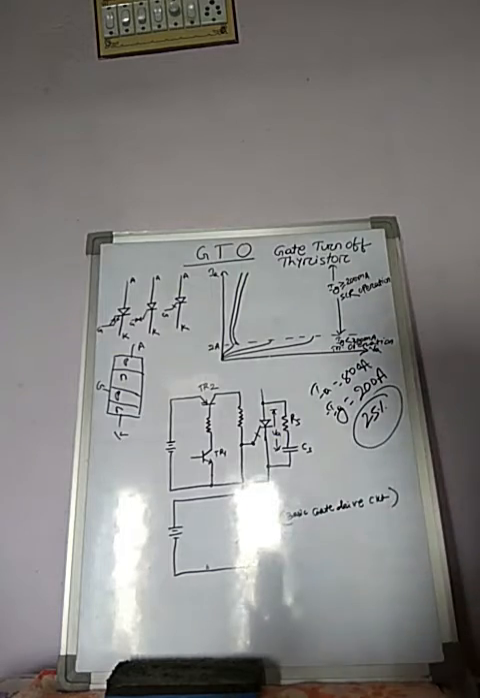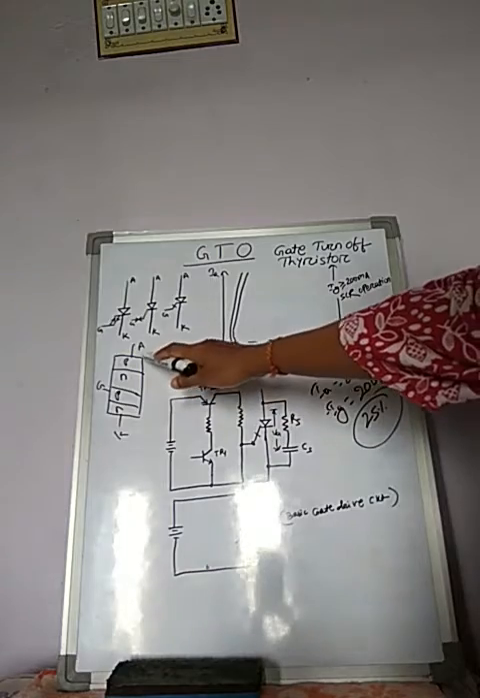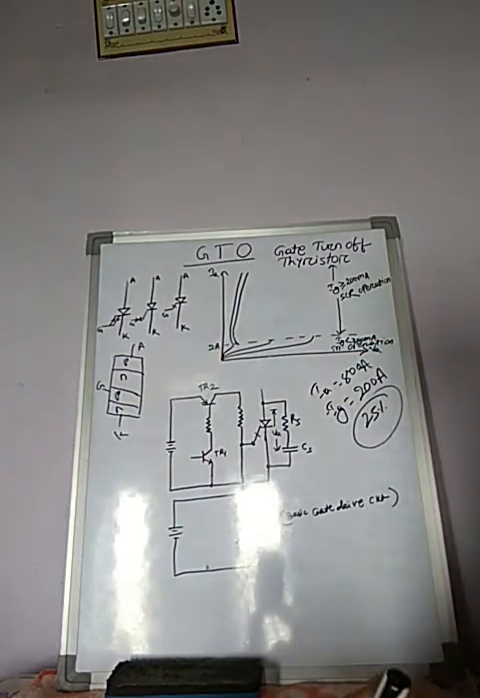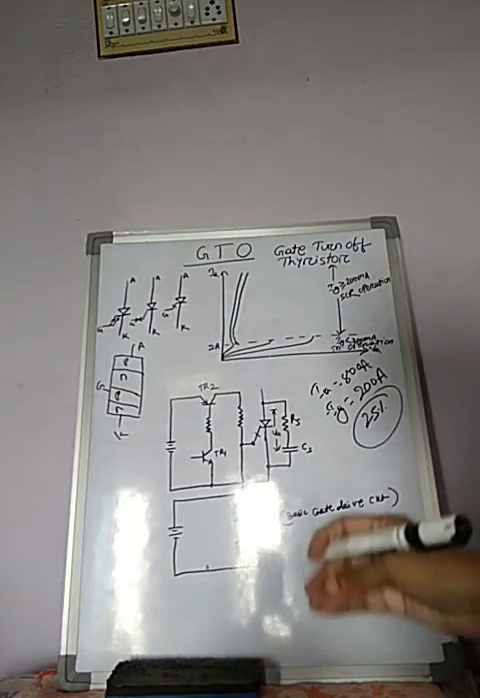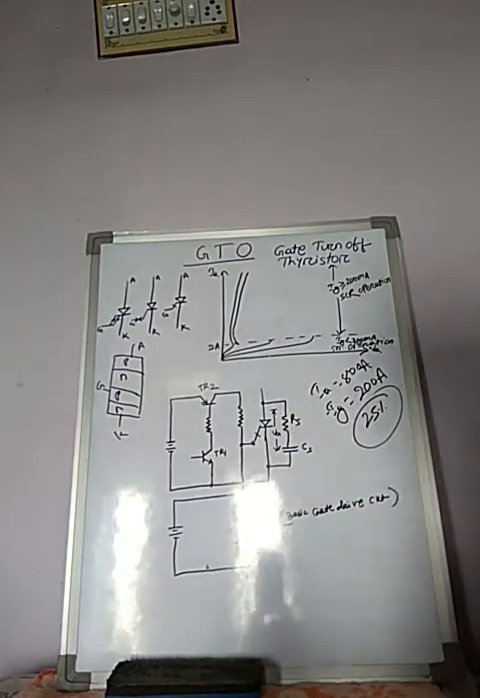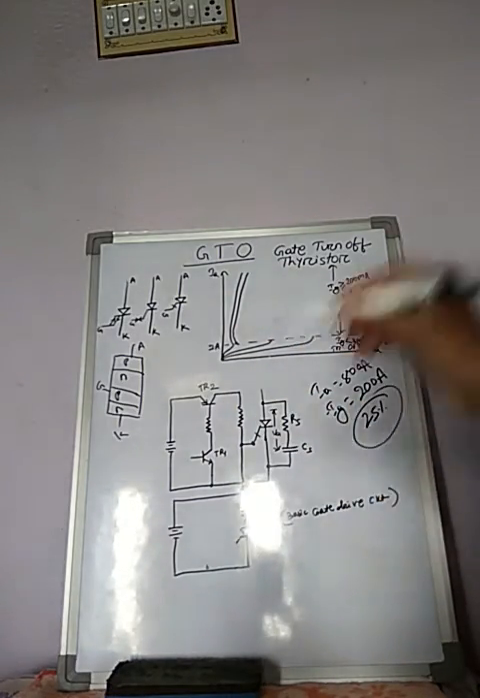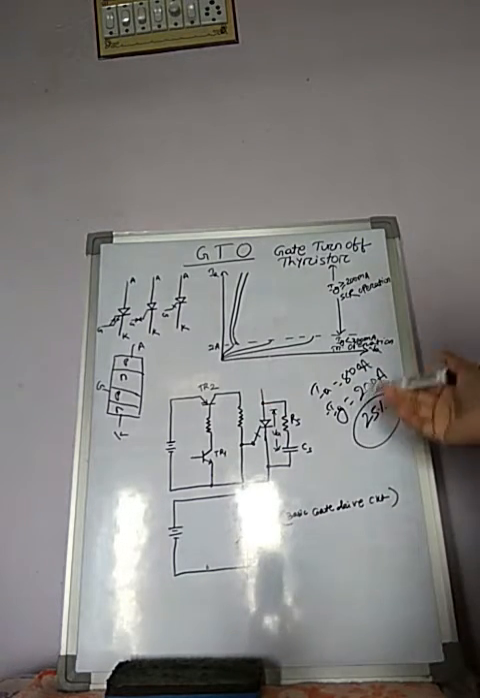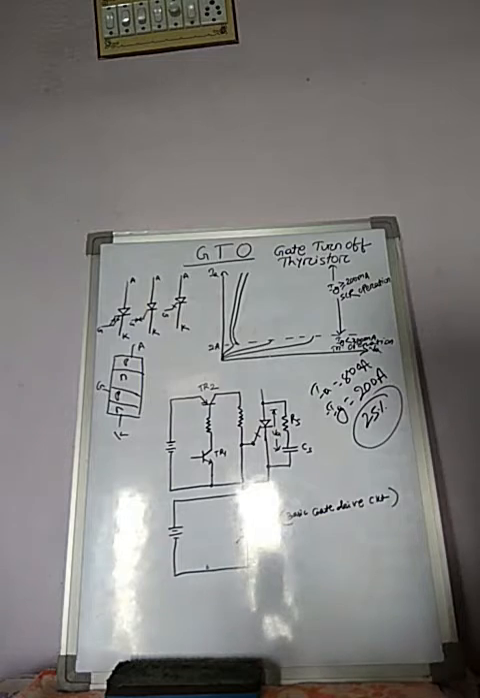Its constructional details are the same as the thyristor construction. It has four layers, three junctions, three terminals, and it requires a positive gate signal for its turn on process. And the most important difference is that it requires a negative gate pulse signal to turn off this GTO. Okay, this is the only difference between the ordinary thyristor and the GTO. So we discuss under this topic its static VI characteristics.